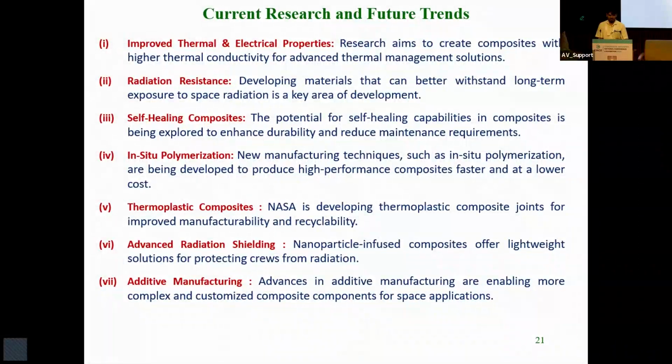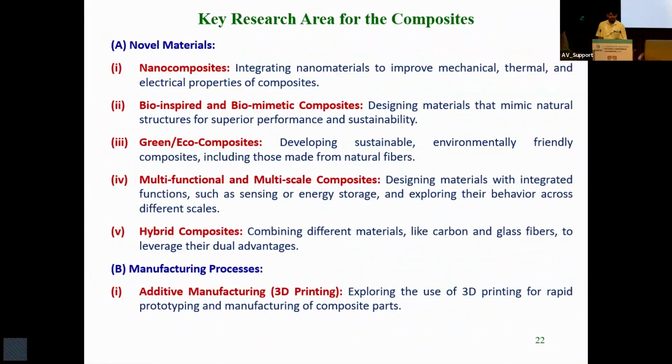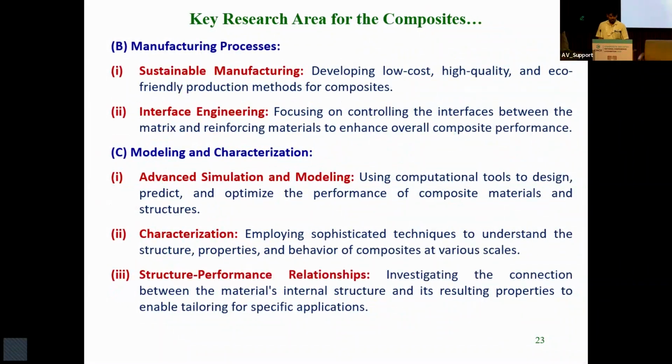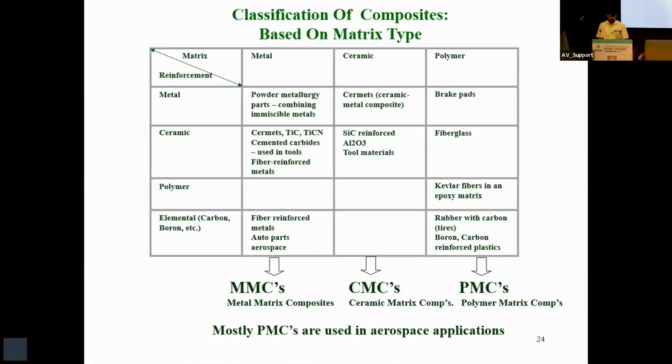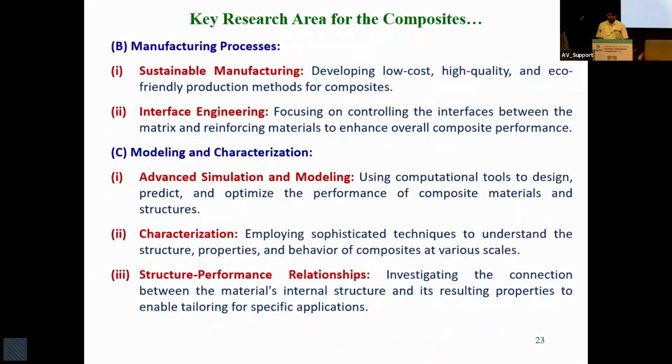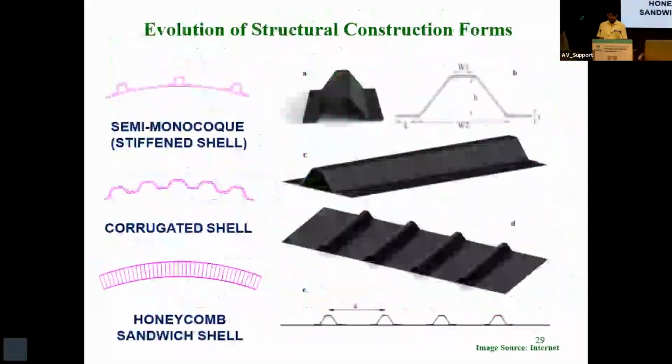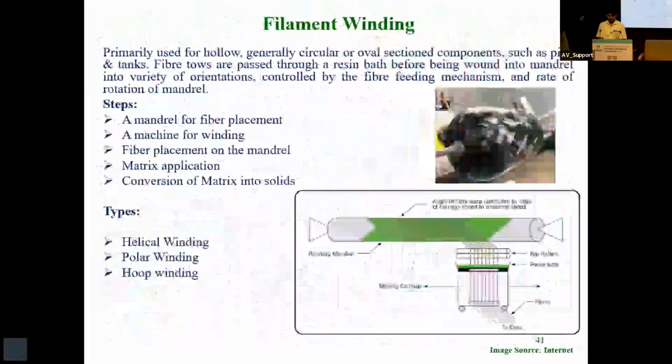Advanced radiation shielding and additive manufacturing are also there. Novel materials: we can find new materials inspired by bio-inspired designs or nanocomposites, hybrid composites, multifunctional, multi-scale composites. The manufacturing process we can also improve by 3D printing itself. Modeling and characterization we can improve. Now this is only a technical presentation, so we can skip all this and go on.